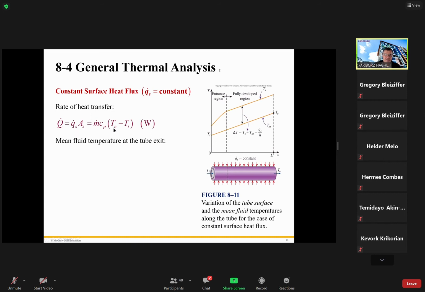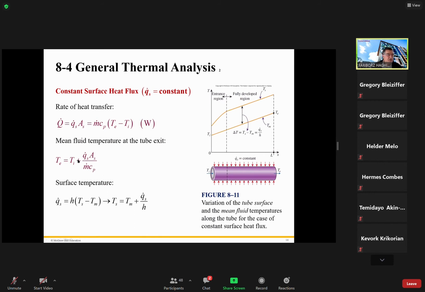Here is TE and TI. We can calculate TE simply from this equation because I know how much energy I provided from this expression here. Therefore, I can calculate T exit from this expression: TI plus this. And the surface temperature, I can calculate by writing an energy balance equation. Okay, I can do that easily, and I can calculate that part.